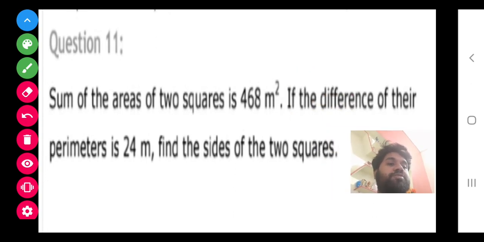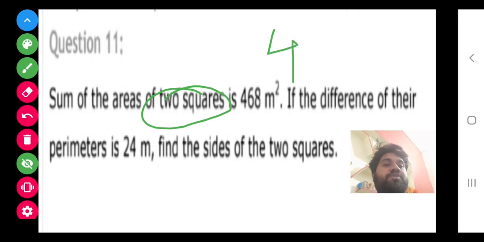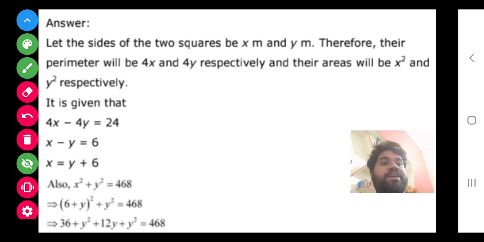Now this is also another different question. The sum of the areas of two squares is 468 meter square. The difference of their perimeters is 24. Two squares. You know the perimeter of a square is 4 into side. Now here we will take two squares. Let the side of one square be x, another be y. So the perimeters are 4x and 4y, and the difference is 24. This is the first condition. From here we will get the value of x.